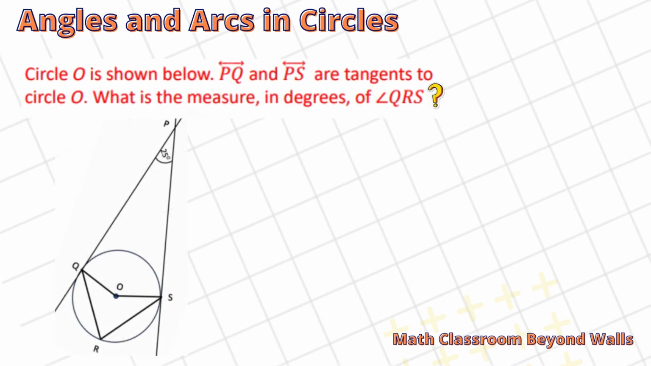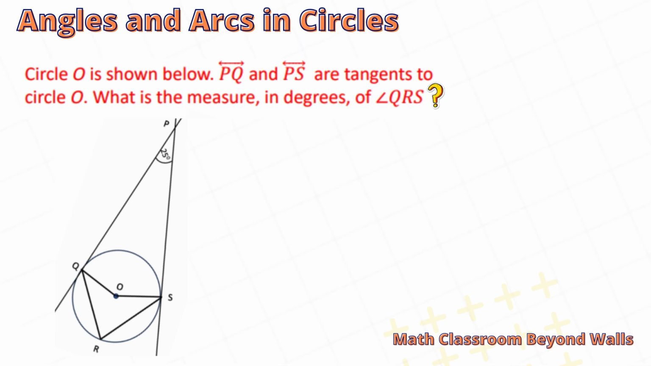Here is the problem. Circle O is shown below. Segment PQ and segment PS are tangent to circle O. What is the measure in degrees of angle QRS?